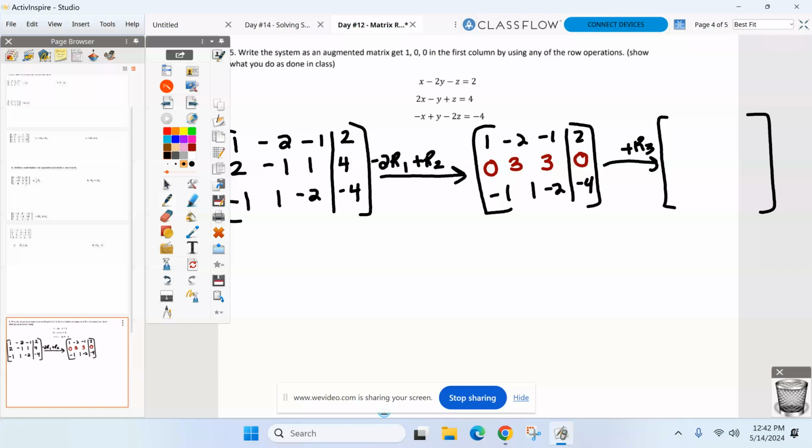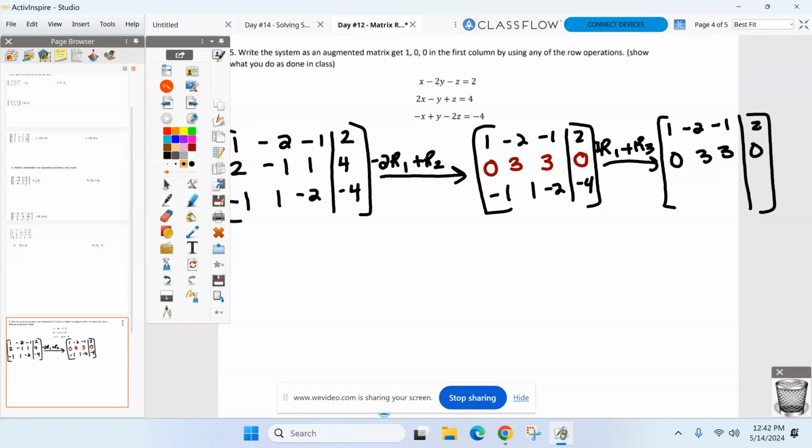Row 1. You can say 1 times row 1, but I don't need to multiply it by anything. I know if it confuses you, there you go. 1 times row 1, because I'm going to get a 0 there. Use that first row to multiply by anything, whatever you need. All right, row 1 staying the same. Row 2 staying the same.